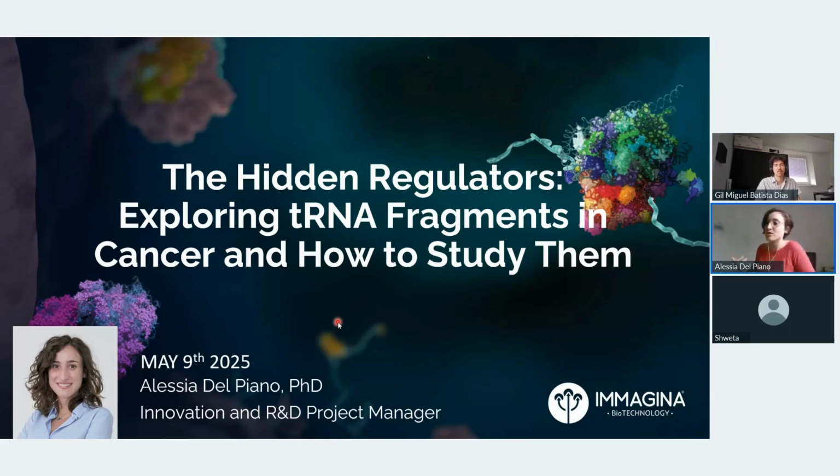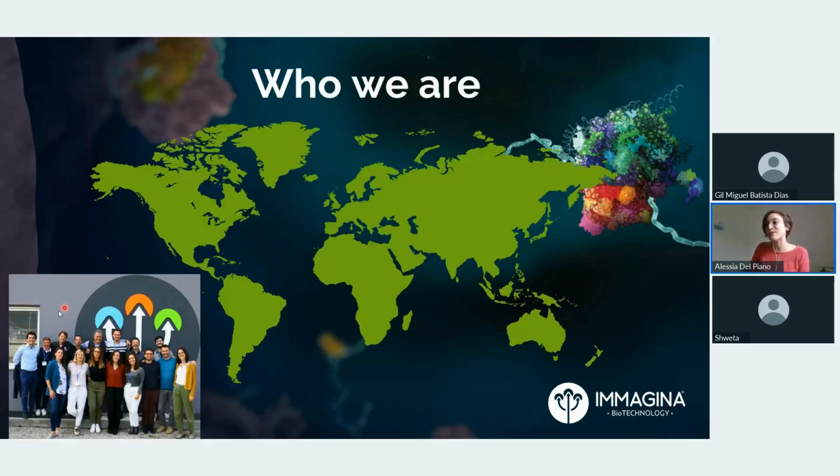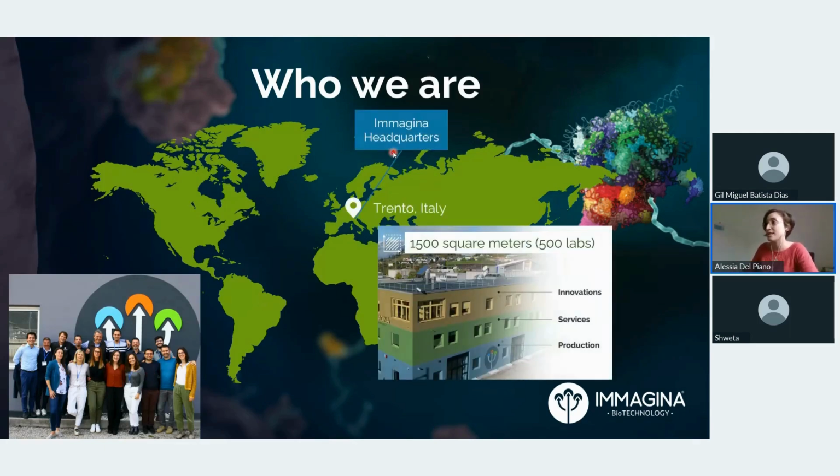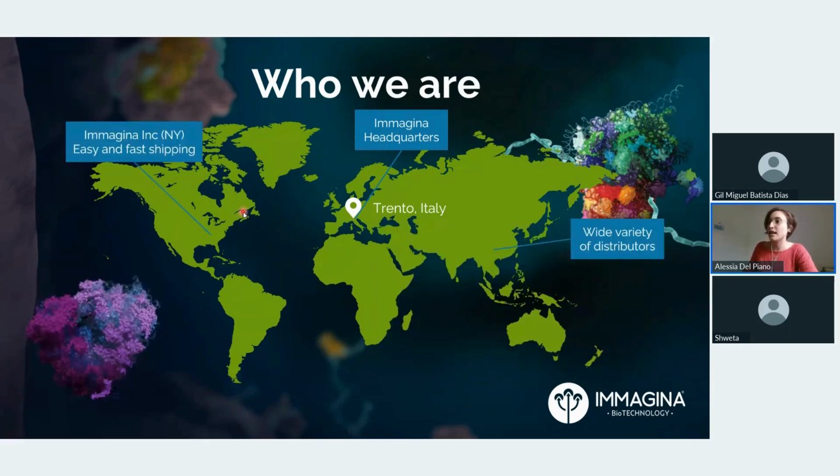I want to introduce first myself. I'm Alessia and I'm the Innovation and R&D Project Manager in Immagina. Immagina is a small company, as you can see from this picture. We are about 20 people, and our headquarters is in Trento, in the northern part of Italy, in which we have our hub with the innovation and R&D, services, and production. We also have a subsidiary in US, in New York, and a variety of distributors in Asia.